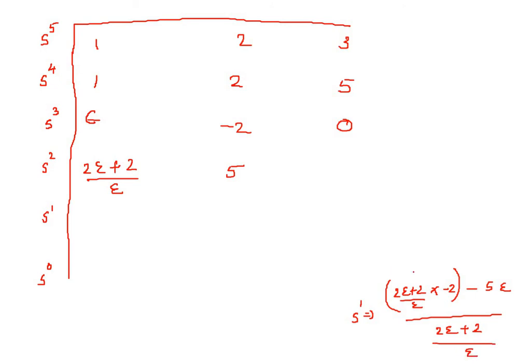Okay, 2 epsilon into 2 epsilon plus 2 by epsilon. So this element into this element into this one minus 5 into this epsilon divided by 2 epsilon plus 2 by epsilon.